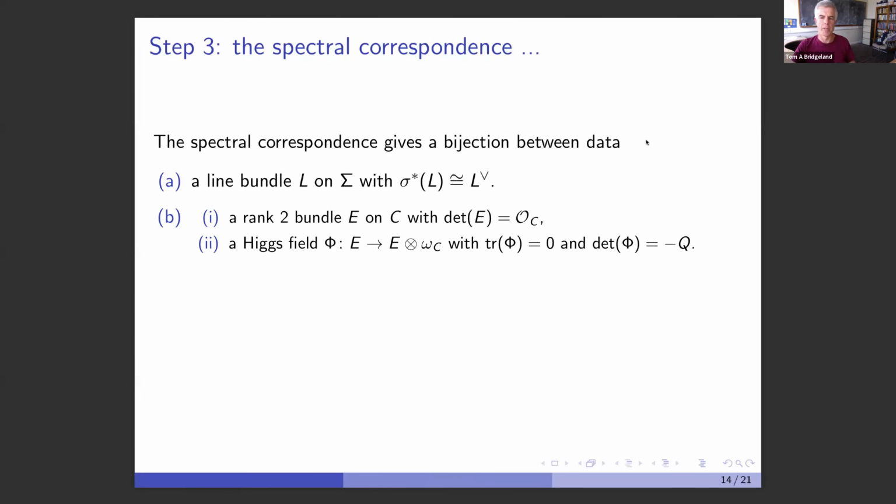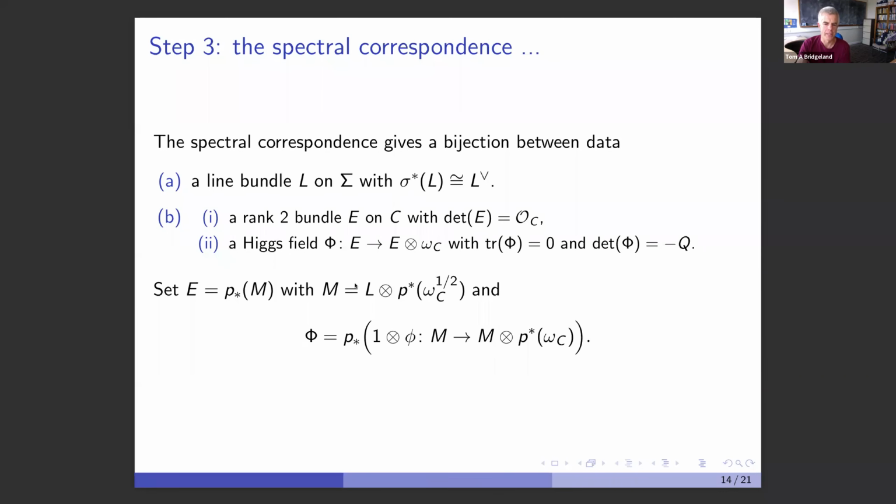And the most classical incarnation of this is that given a line bundle on the spectral curve, you get a Higgs bundle on the curve downstairs on C. So I'm basically doing SL2 Higgs bundles here, so there are some extra conditions on determinants and so on. But the basic point is that you should take some anti-invariant line bundle upstairs and you should push it forward. That's not quite true, I'll give you the formula in a minute. Upstairs you consider anti-invariant line bundles, and downstairs you consider a rank 2 bundle with trivial determinant and a Higgs field. And this Higgs field should have trace 0 and determinant equal to minus the quadratic differential.